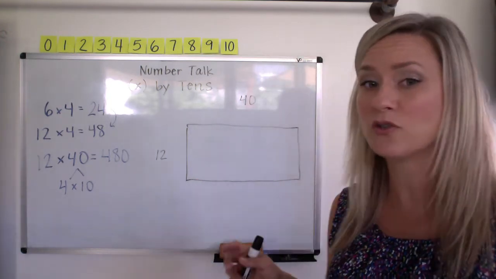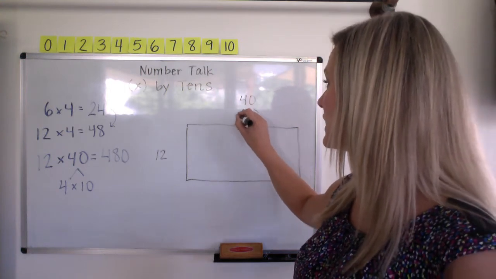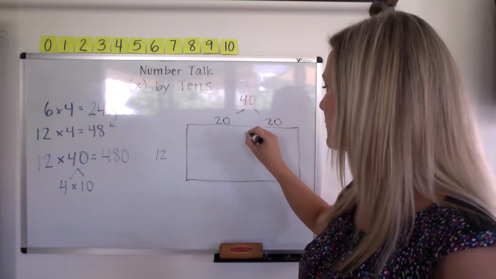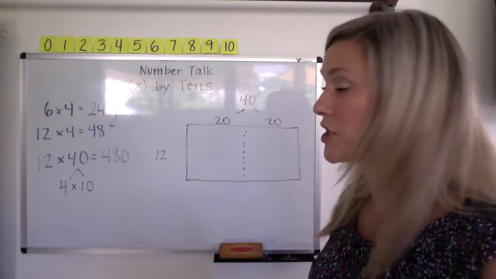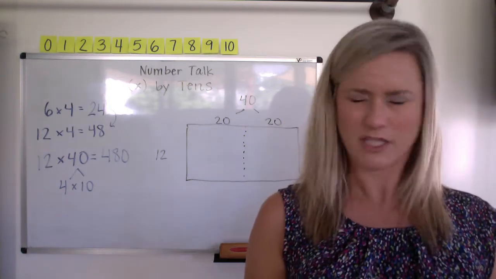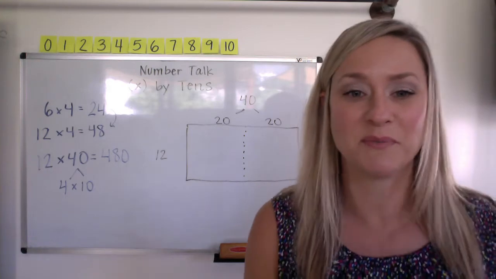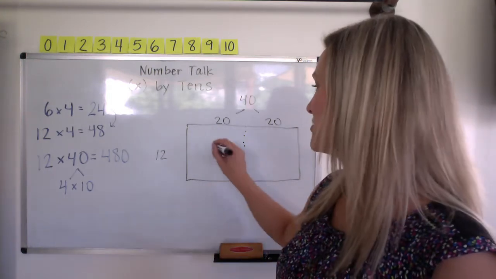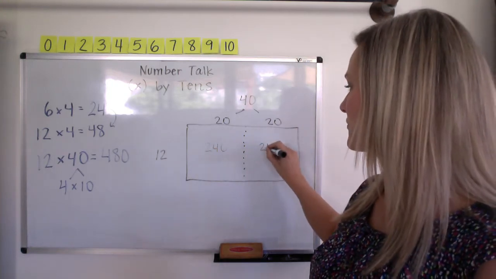So maybe you don't know 12 times 40, but maybe you know 12 times 20. And then we'd have another 20 over there that we'd have to do. Because 20 plus 20 makes 40. Do you know 12 plus 20? I mean, times 20. We're not doing plus 20. 12 times 20 would be, do you know? Would be 240. And then that would be 240 over here.